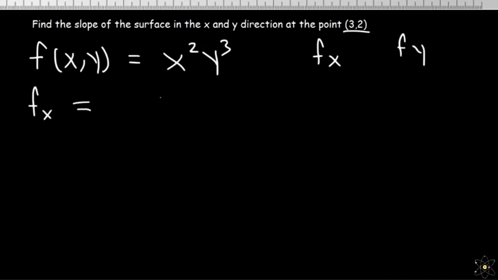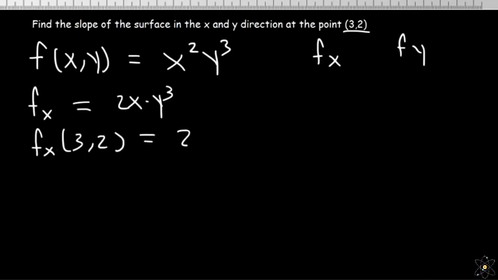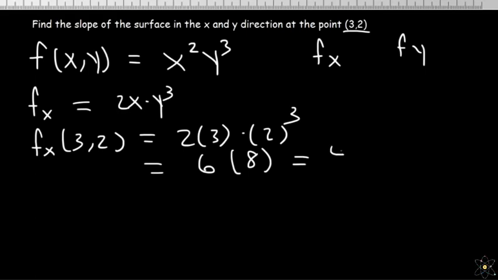Fx is going to be the derivative of x squared, which is 2x, times the constant y cubed. So fx of 3, 2 is going to be 2 times 3 times 2 to the third power. 2 times 3 is 6, 2 to the third power is 8, and 6 times 8 is 48.